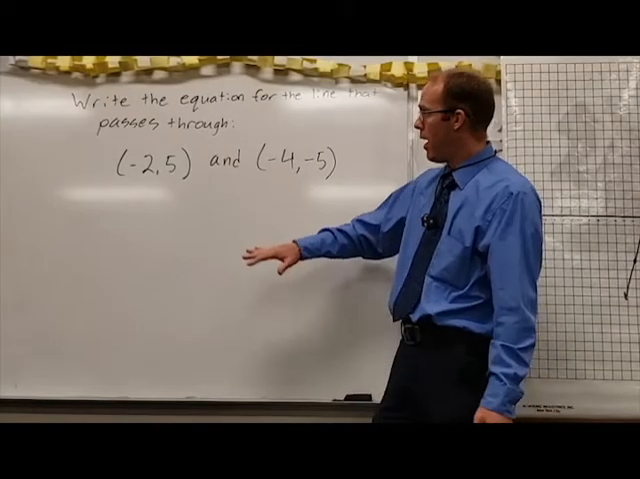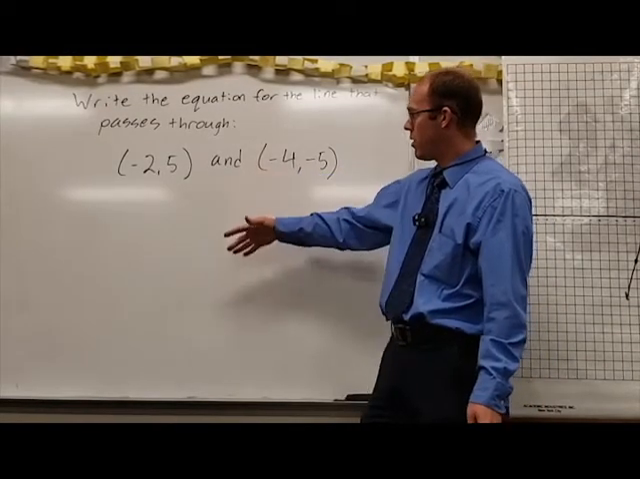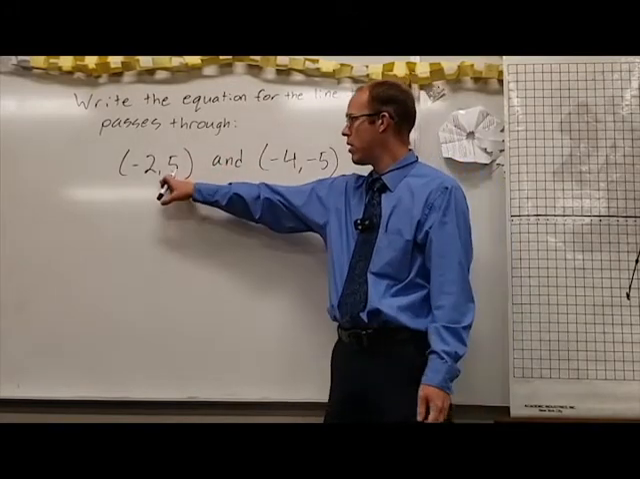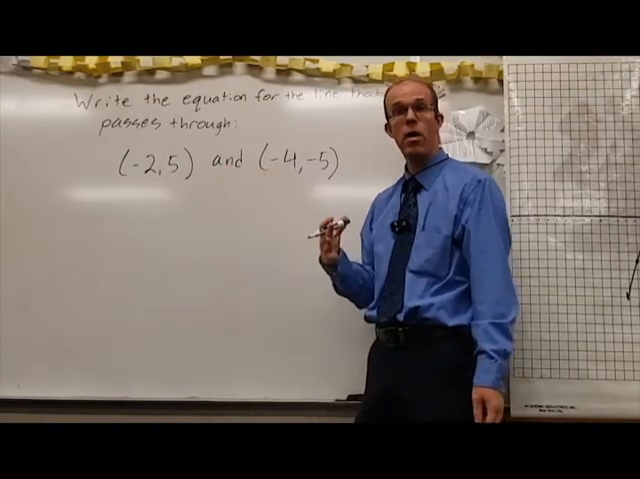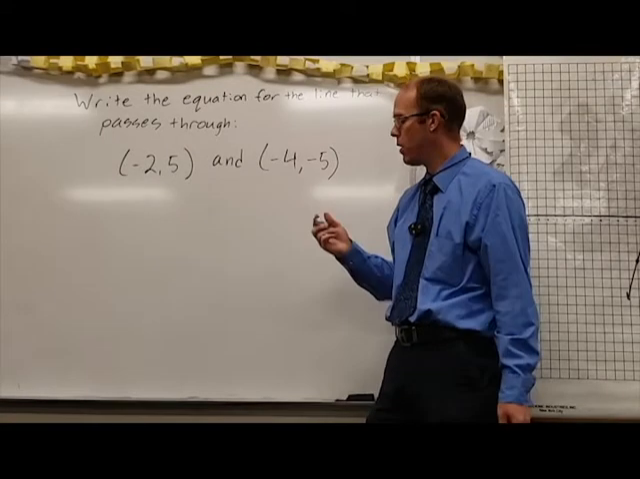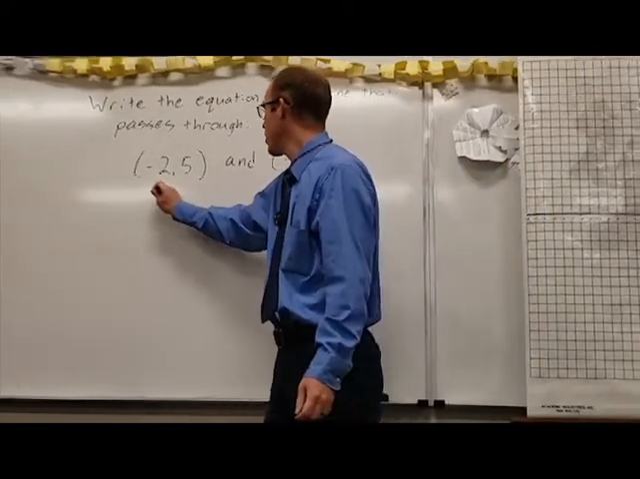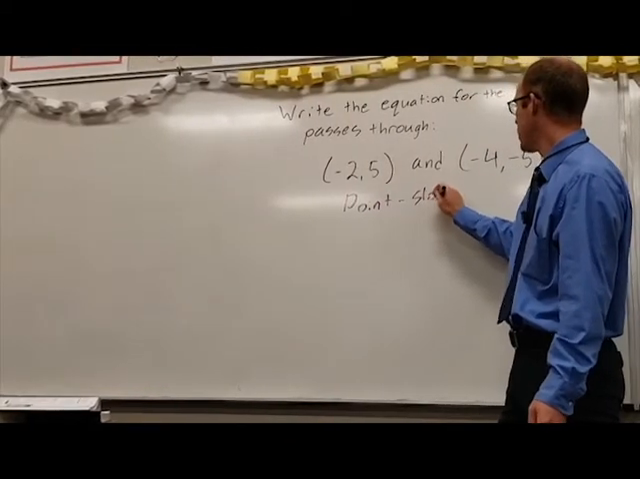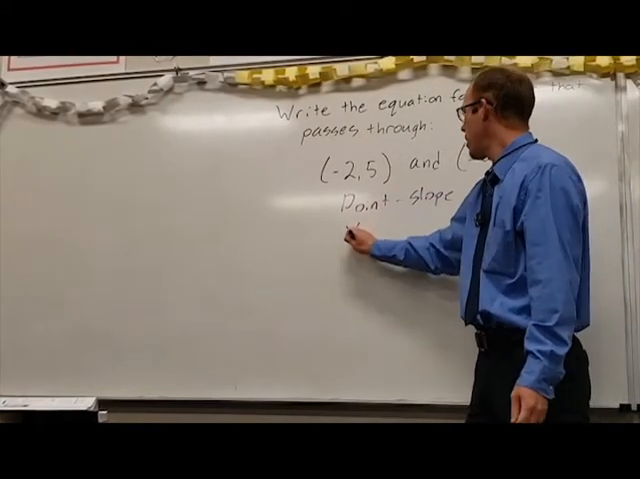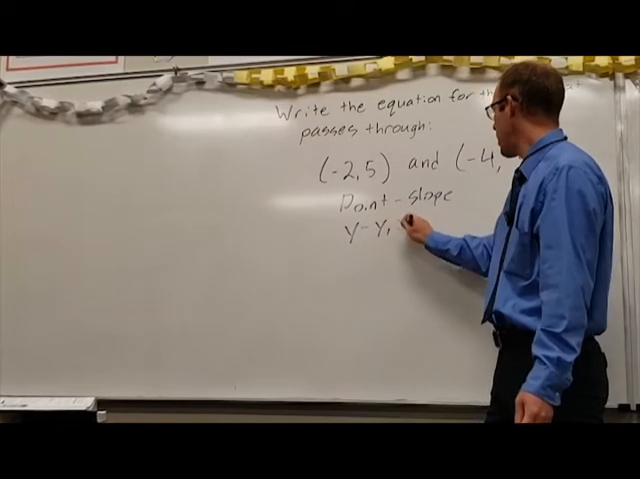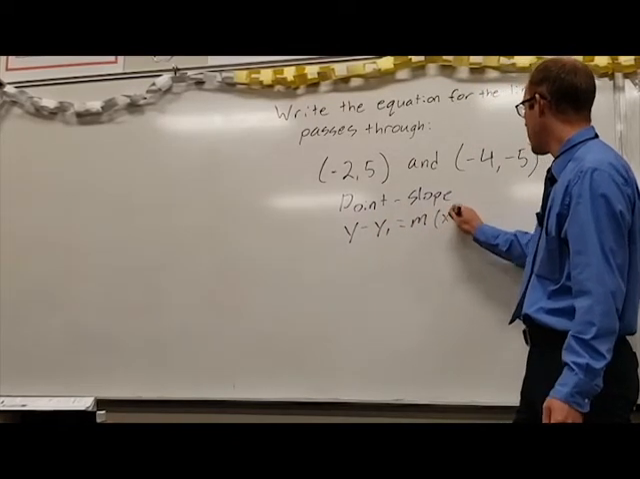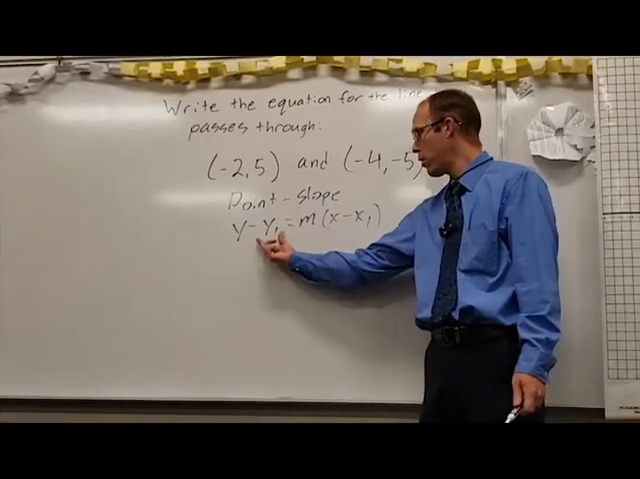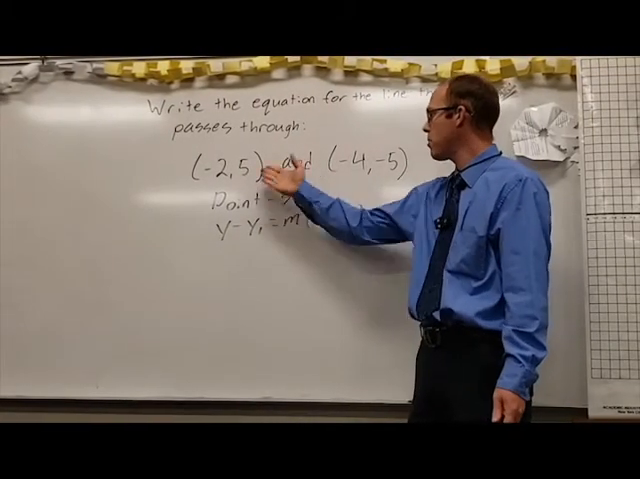We are again tasked with writing equations for lines, and this time we're given 2 points in an ordered pair. You will notice that neither of these is the y-intercept, so we are again going to use our point-slope form. Let's remember what that is. Point-slope form looks like y minus y1 equals m times x minus x1, where m is our slope and y1 and x1 come from some point along the line.